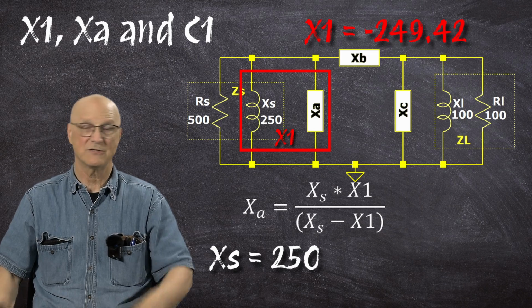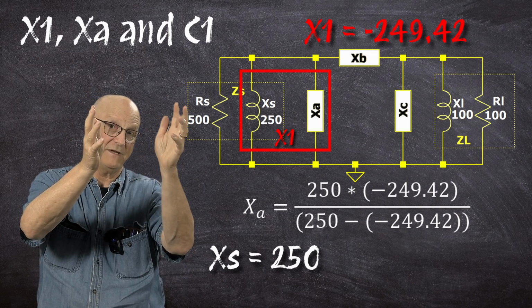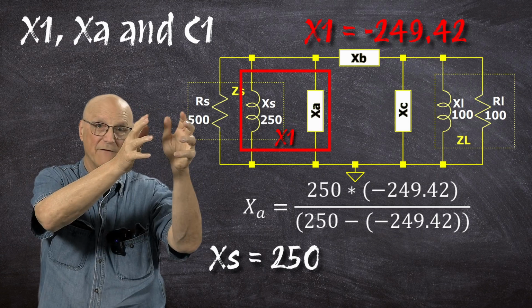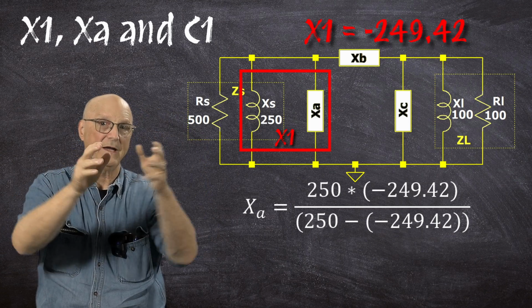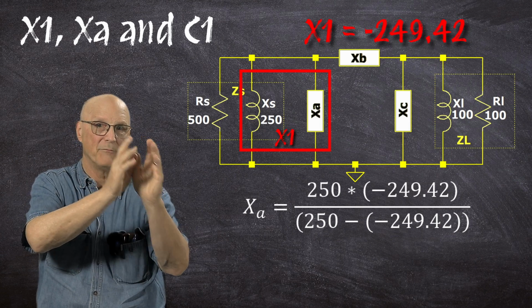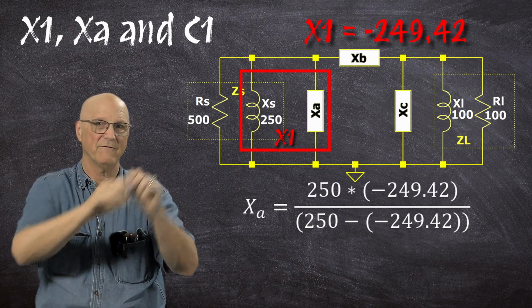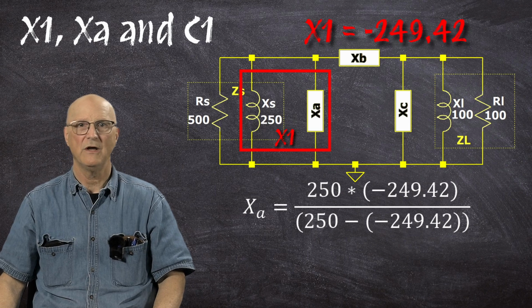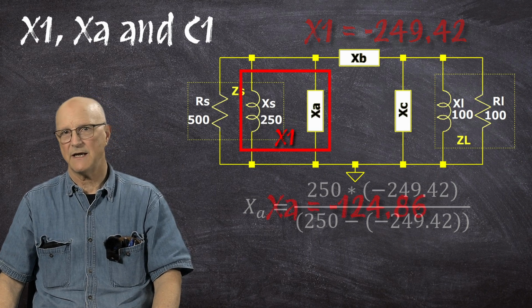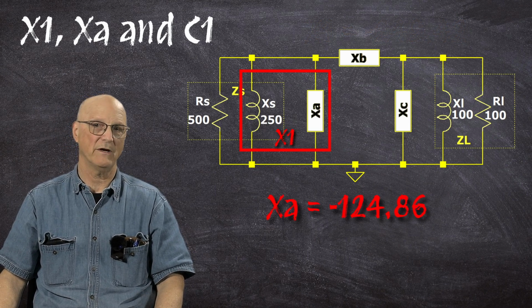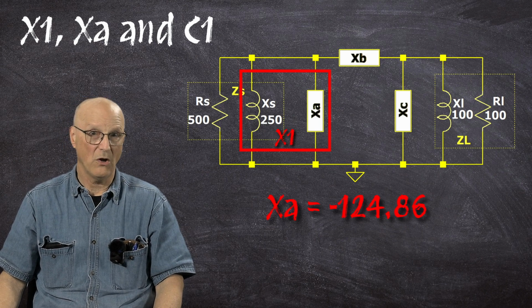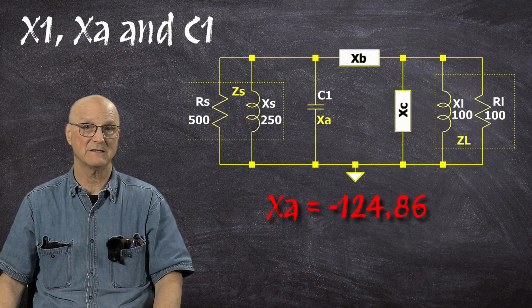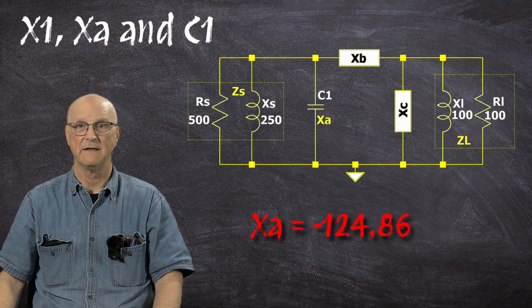And we know that the source's parallel equivalent reactance is 250. So XA is going to be equal to 250 times negative 249.42 divided by 250 minus a negative 249.42, which gives us XA equal to minus 124.86. Now, we know it is a capacitor because the reactance is negative.